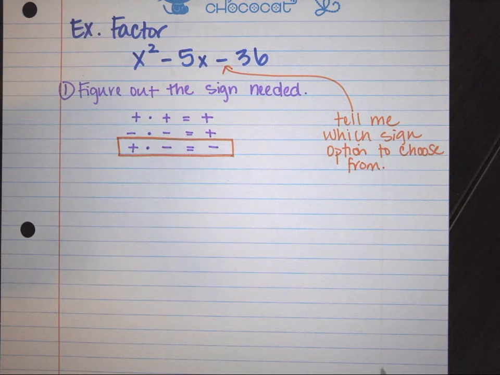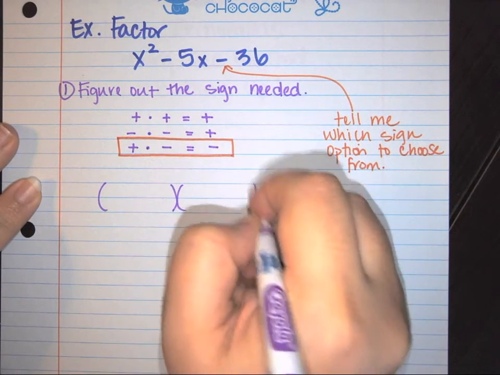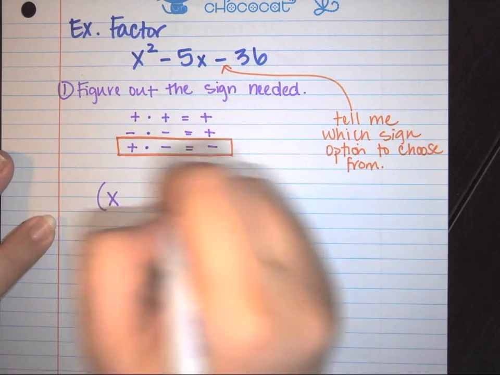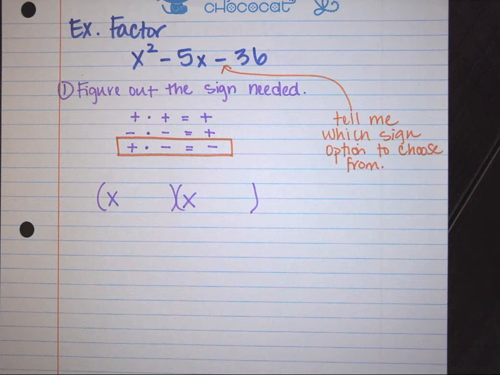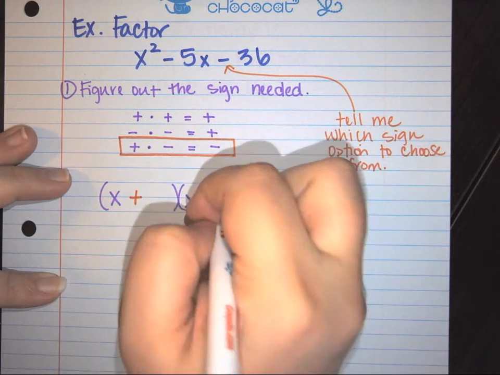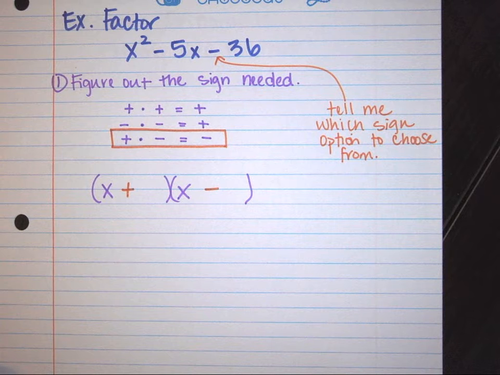Well, this means that I can set up the first part of my factors. So I know that I have my factors that are going to be set up where I'm creating my binomials. And I also know my x is going to break into x and x because it's an x squared. Well, what that back sign tells me is that I have one positive and I have one negative. Okay, so that's where I'm at so far.